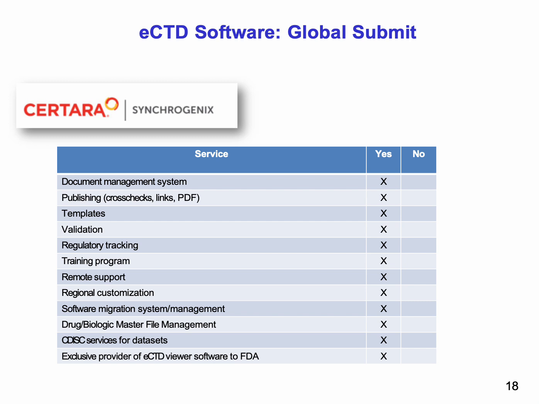Now, what we also look at is if our eCTD software has several services. So if it has a document management system, if it can also do publishing, for example, if it allows us to use templates, if it also allows us to do the validation of the content of a document, if we can do the regulatory tracking or audit trail, if they have training programs, if they have a remote support in case the software is not working and we can't wait for someone to take a plane and come 2 days later. So we just want this to happen right away.